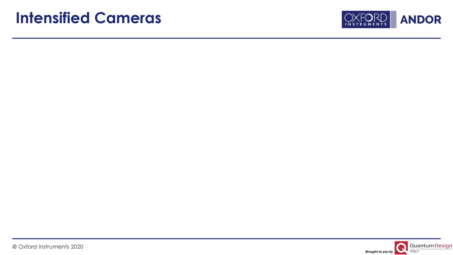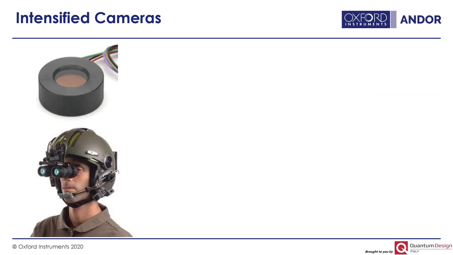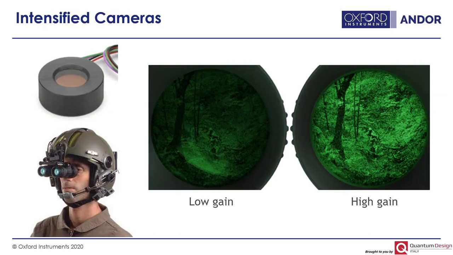So at the core of an ICCD is an intensifier tube. Originally, these were developed for night vision. Basically, ICCDs take a low flux of photons that are detected, and then they multiply them up and apply a gain to make the most out of low light imaging conditions. Hence, these were originally used for night vision.